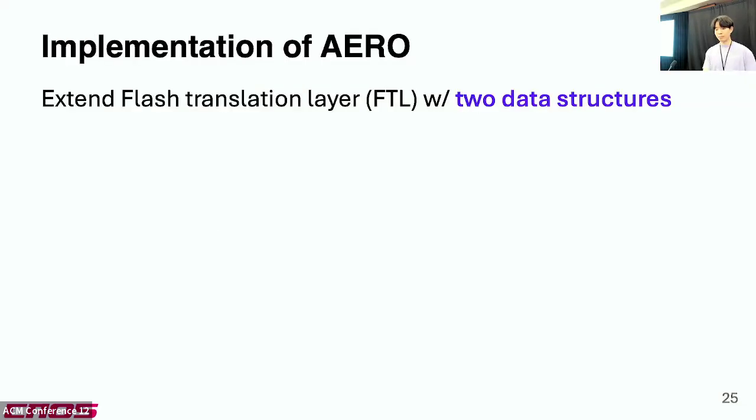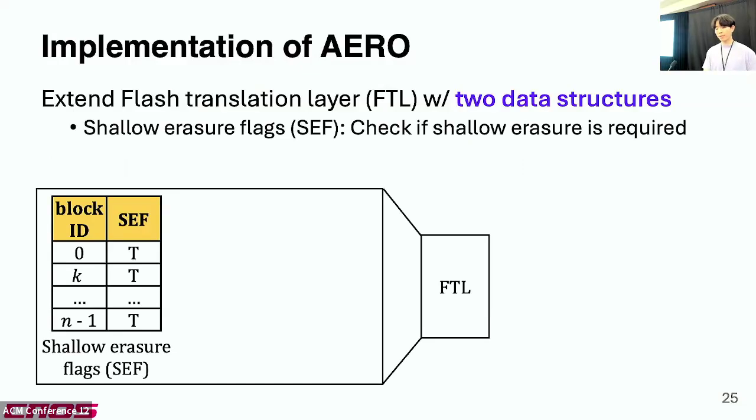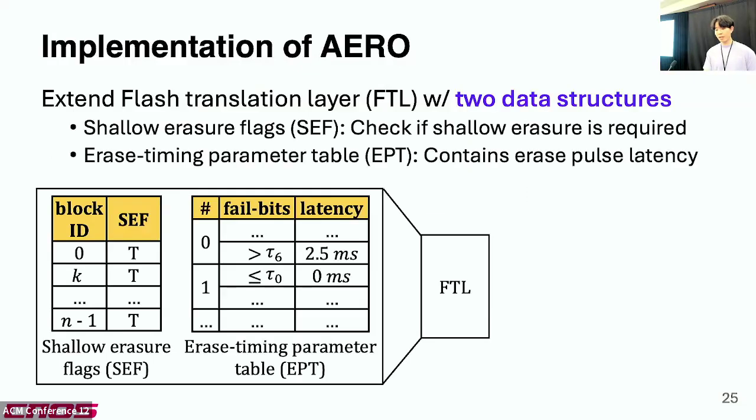Now, let me explain the implementation. We extend the conventional FTL with two new data structures. First, shallow erasure flags tell if a block requires shallow erasure. Second, the erase timing parameter table tells the minimum latency of the next erase pulse depending on the number of erase pulses performed so far and the fail bit count from the previous verified read.